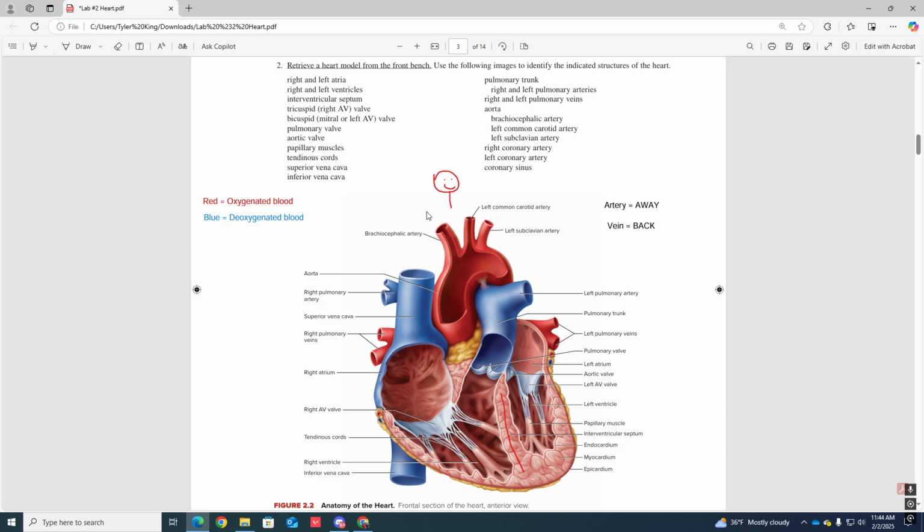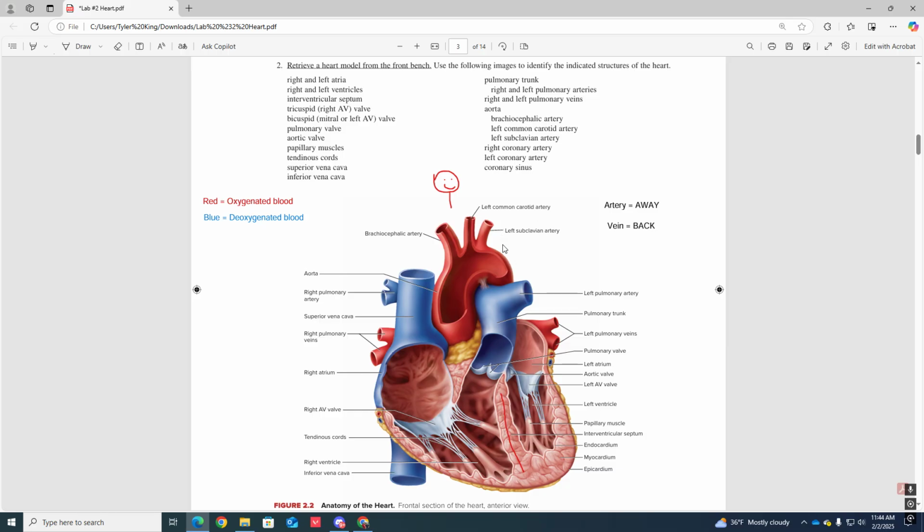The aorta is the structure that will carry oxygenated blood to the rest of the body, but it's the big structure that will eventually, of course, be split up into three different pieces. So we have the brachiocephalic artery here, we have the left common carotid artery, and then we have the left subclavian artery.